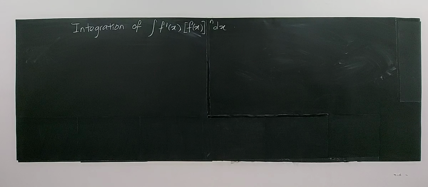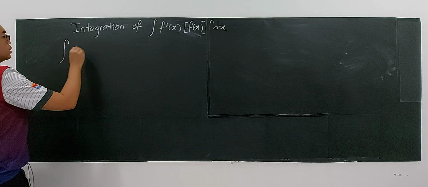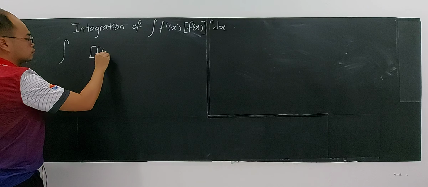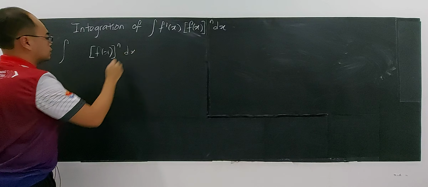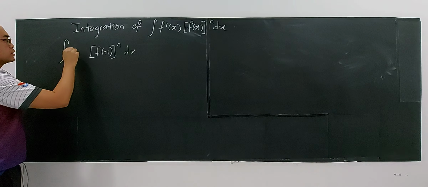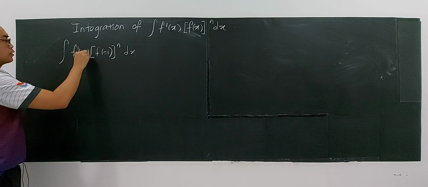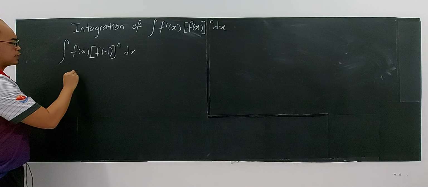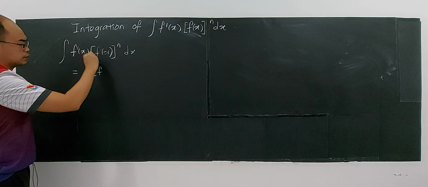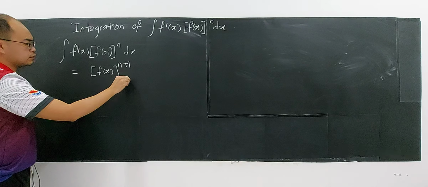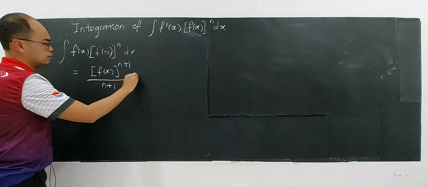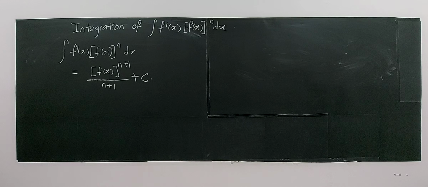So the formula will be, if I have f(x) to the power of n, and there is a first derivative outside the bracket, I can rewrite this as f(x) to the power of n, add 1, and divide by n plus 1, plus c. Alright, so this will be the formula, and let's look at the example for these cases here.